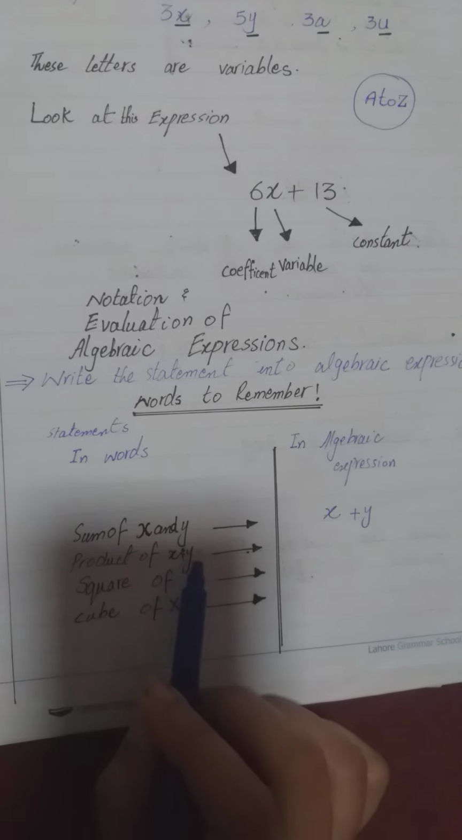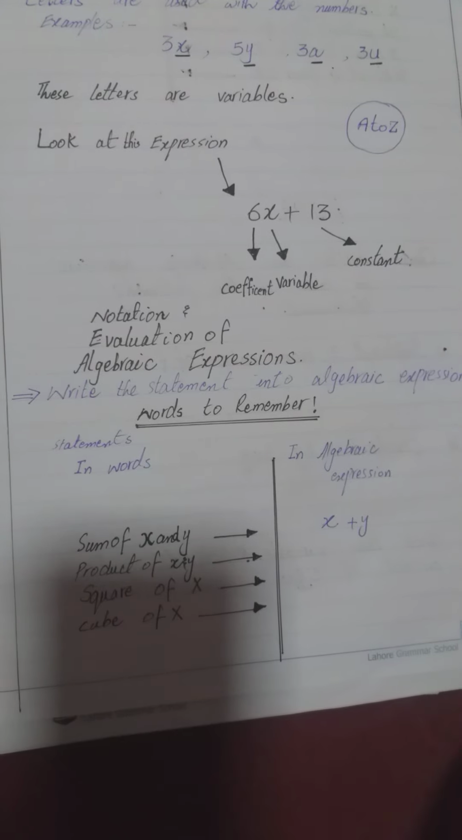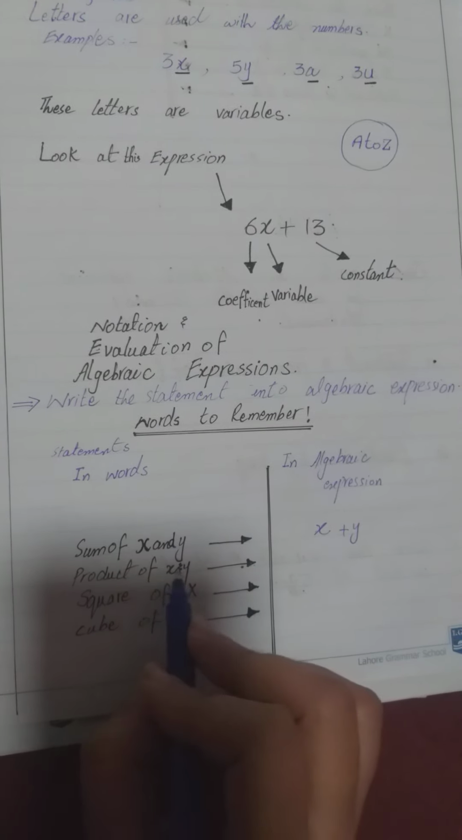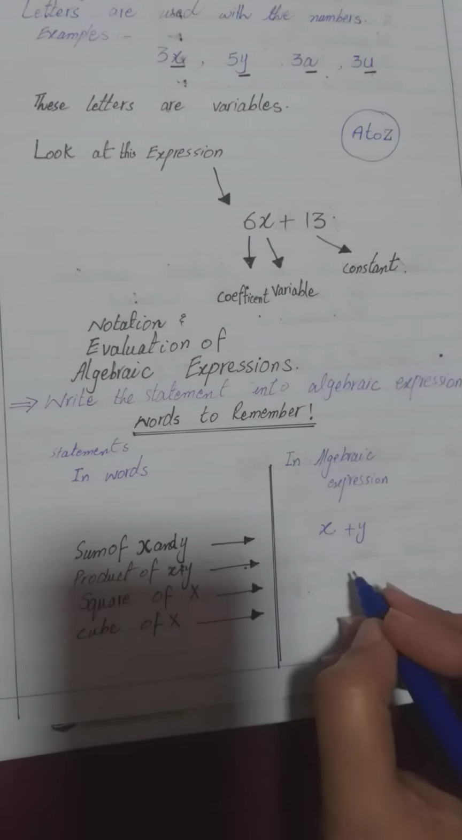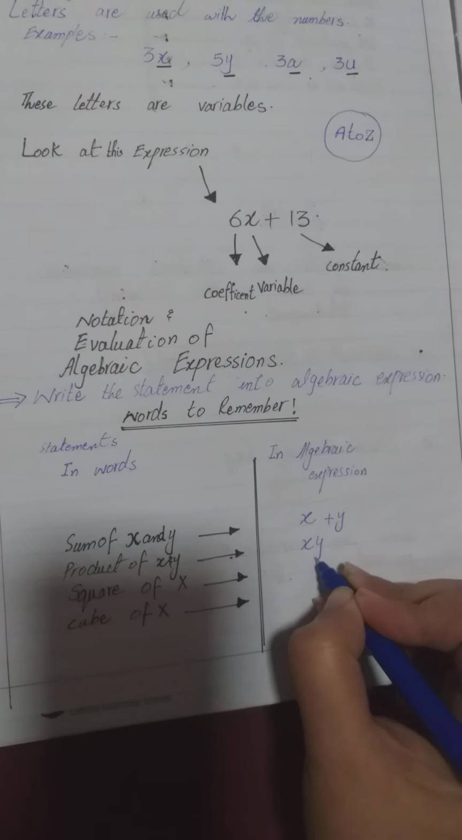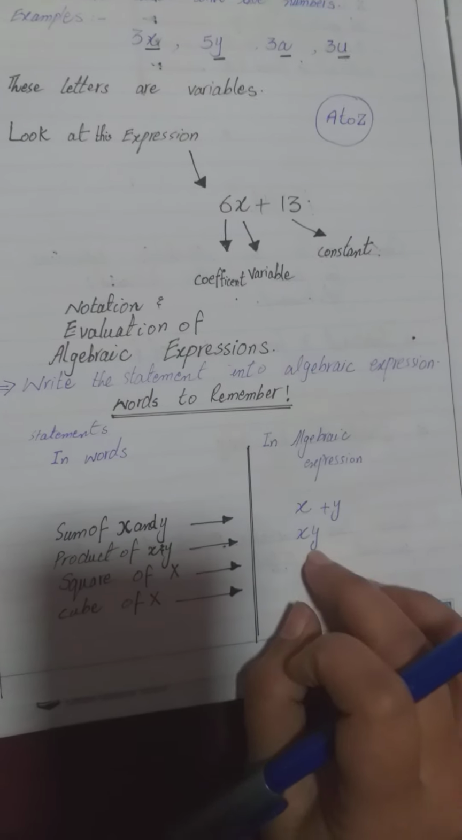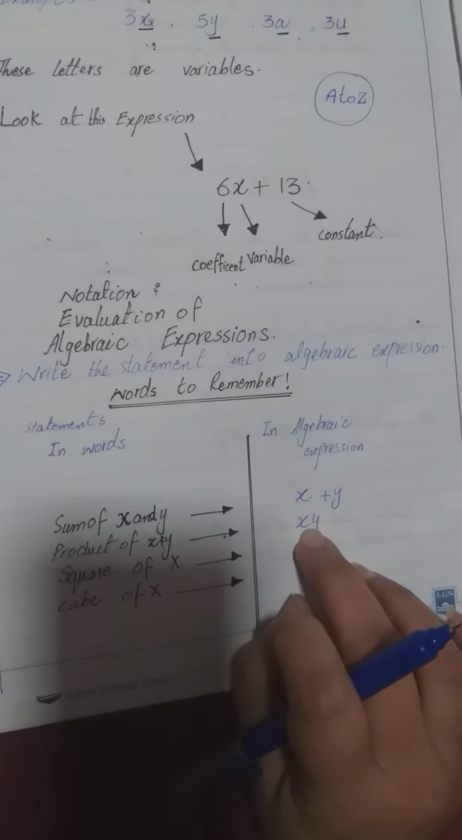Product of x and y. What does it mean? Product means multiplication, like x and y multiplied. We never use a multiplication sign when two variables come together, like xy. It means they are multiplying, so we don't need to put the multiplication sign.